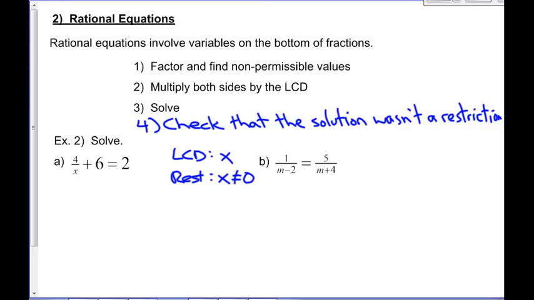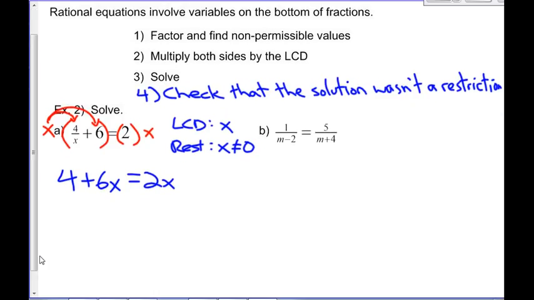And now I'm just going to multiply both sides of the equation by x. So x times 4 over x, that will just give us 4x over x, or 4. x times 6, that's going to give us 6x. And 2 times x will give us 2x. From here, we just solve normally. So we can say 4 equals negative 4x, divide by negative 4, and we get x equals negative 1.